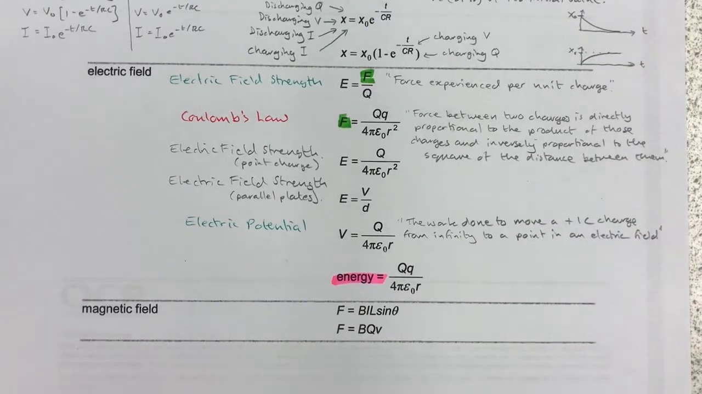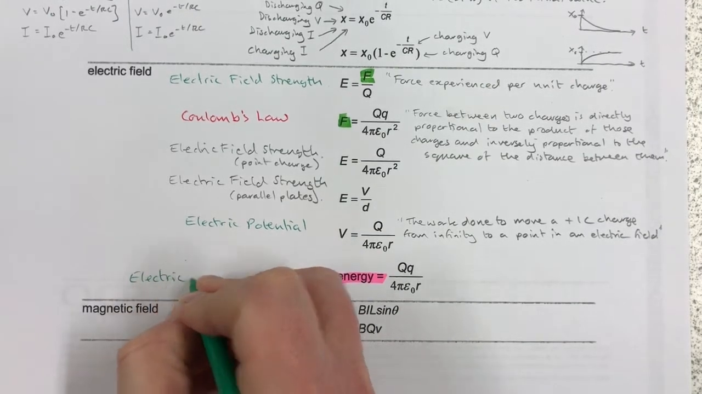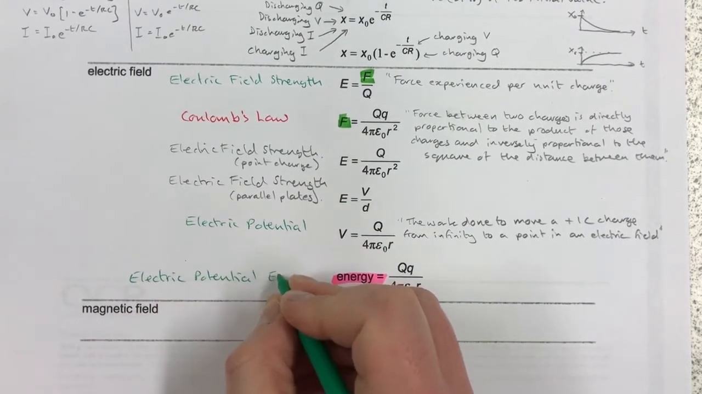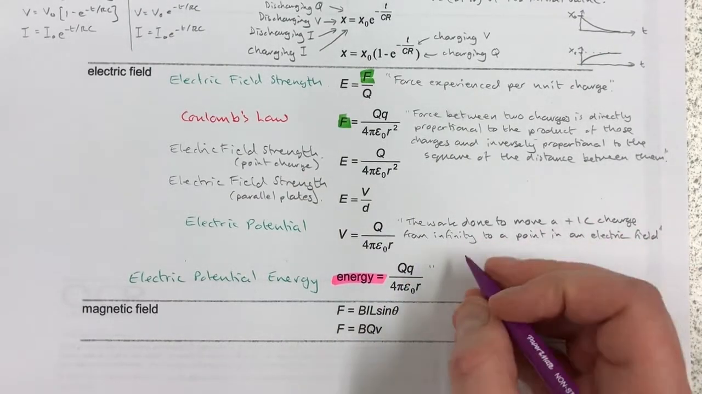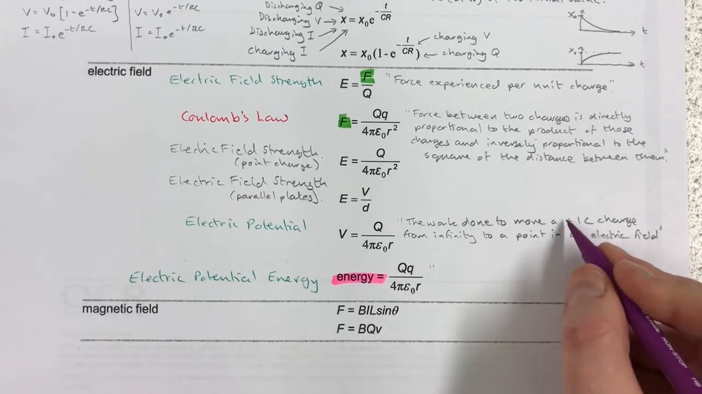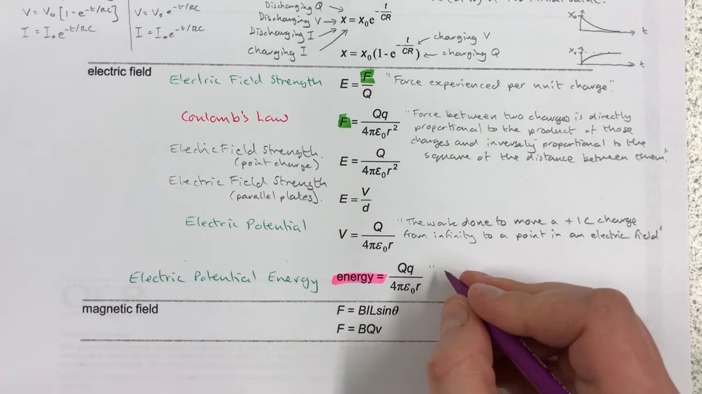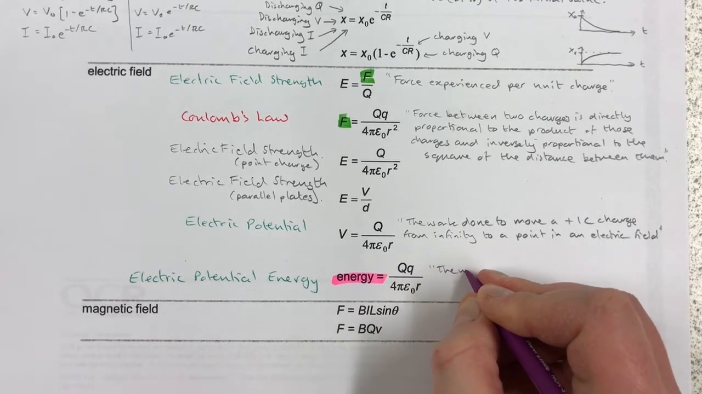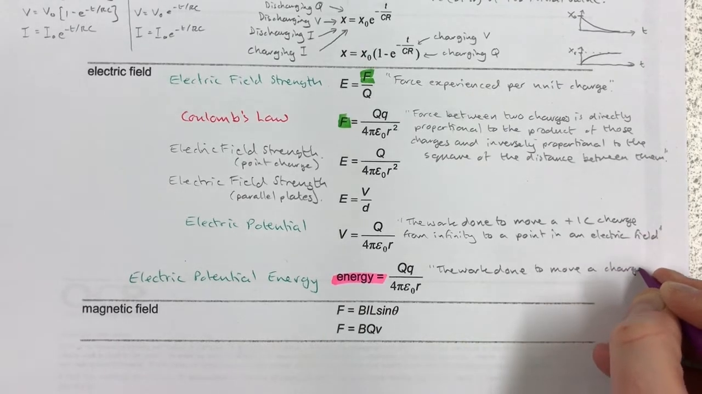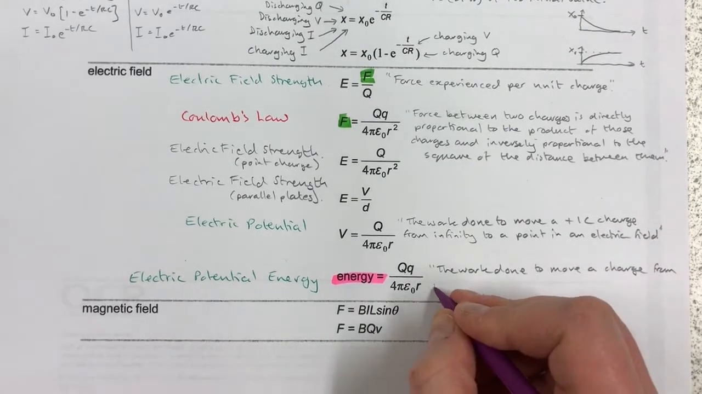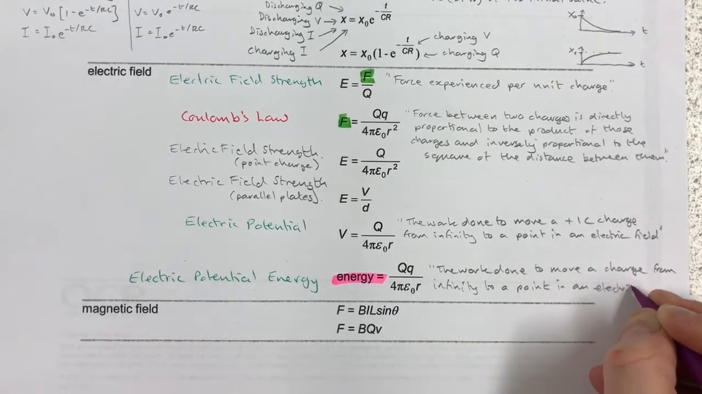The next equation down is also a definition. It's the definition for electric potential energy. And to put that into words, I'm literally going to copy what I've written above, only change the charge bit. So instead of it being a +1 Coulomb charge, it's going to be anything. So electric potential energy is the work done to move a charge, so it could be anything, from infinity to a point in an electric field.